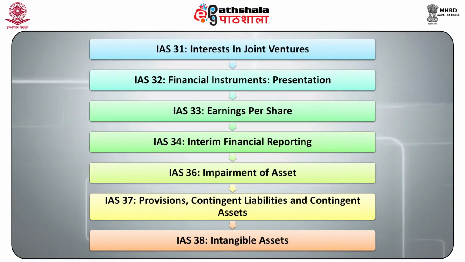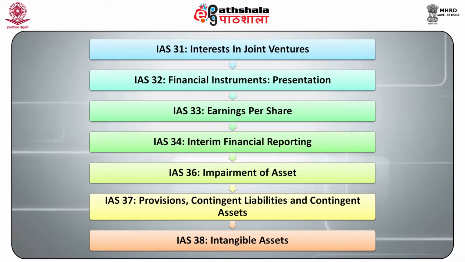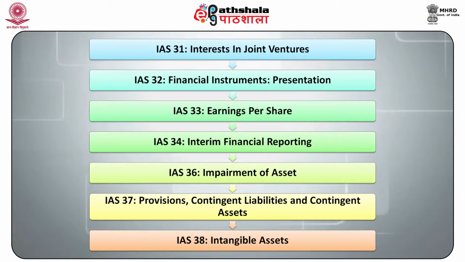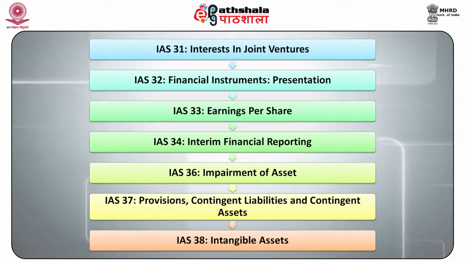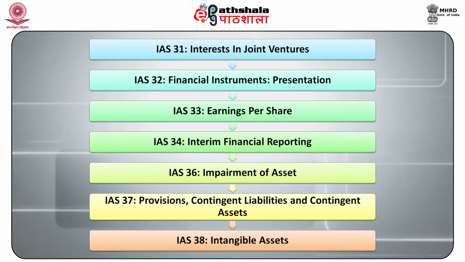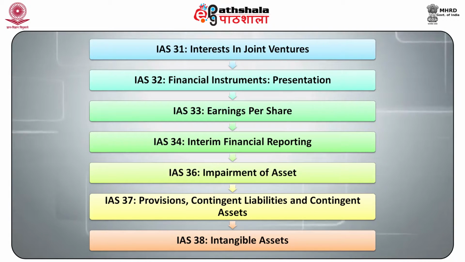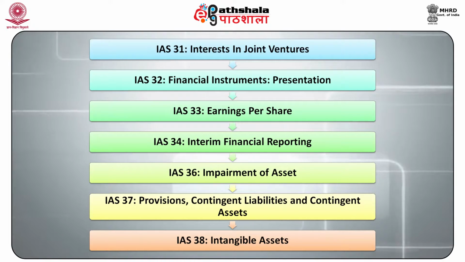IAS 31, Interests in Joint Ventures. IAS 32, Financial Instruments: Presentation. IAS 33, Earnings per Share. IAS 34, Interim Financial Reporting. IAS 36, Impairment of Assets.